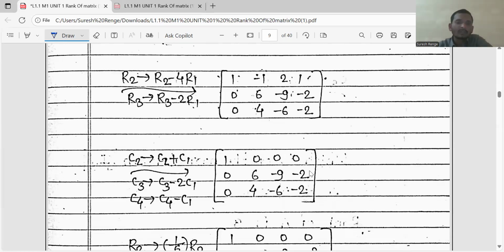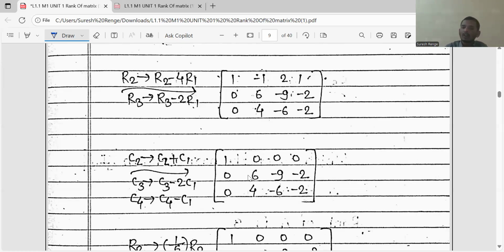Now what operations do we want to apply? We want to make this minus 1 equal to 0, this 2 equal to 0, and this 1 equal to 0. For that, which operations are we applying? Change in column number 2, C2 plus C1. Change in C3, C3 minus 2 times C1. Change in C4, C4 minus C1. We need only write these operations and make this element equal to 0.